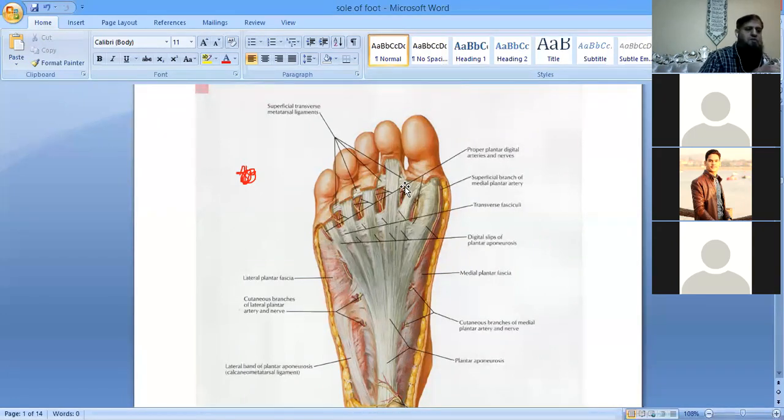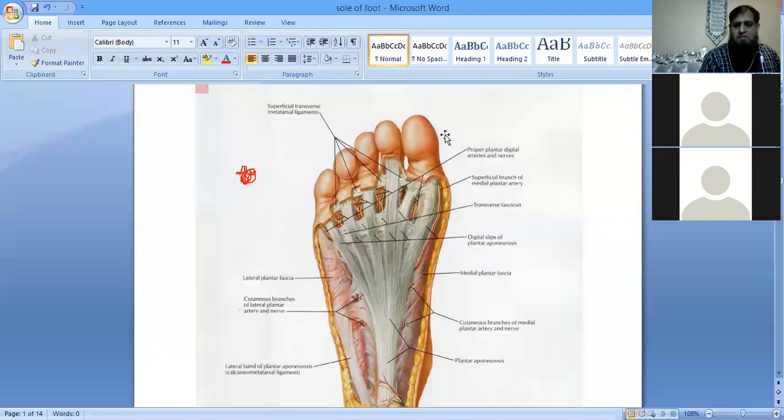So I told you the superficial fascia जो है, ये fibrous है in the sole of the foot, for making the cushionings or the cushion pads for the sole, and secondly, it is responsible for the formation of the superficial transverse metatarsal ligament. Clear बच्चे?